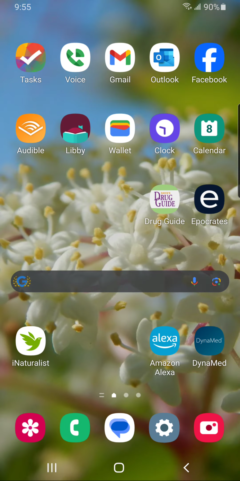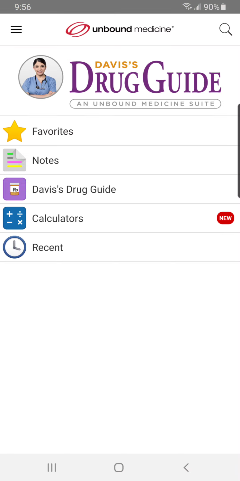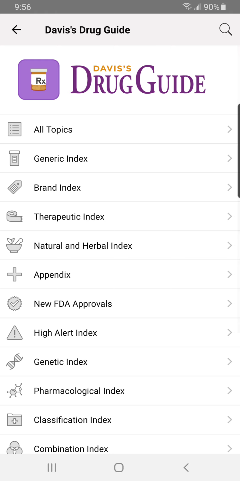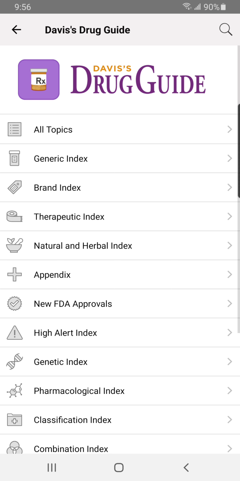The last one I have on the phone is the one I paid $40 for just because I wanted this reference, Davis Drug Guide, and it's by generic name, which is a little bit hard to go through.